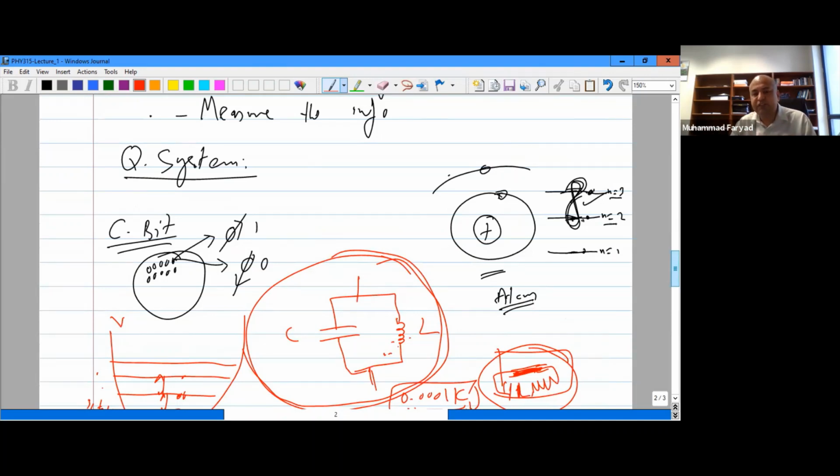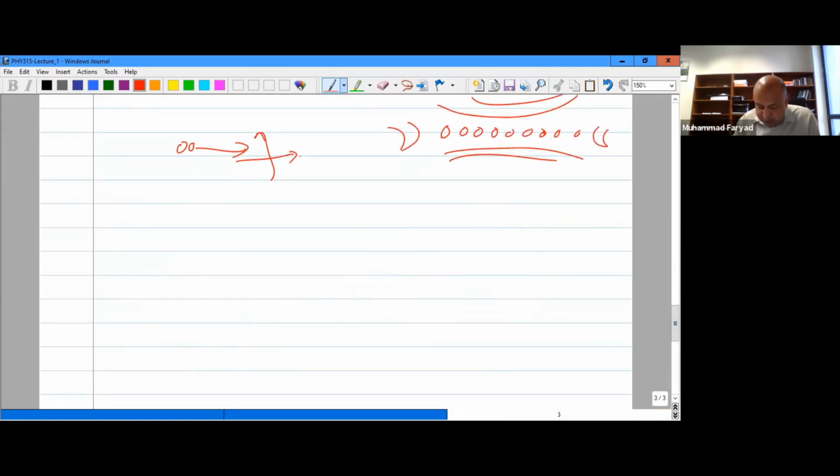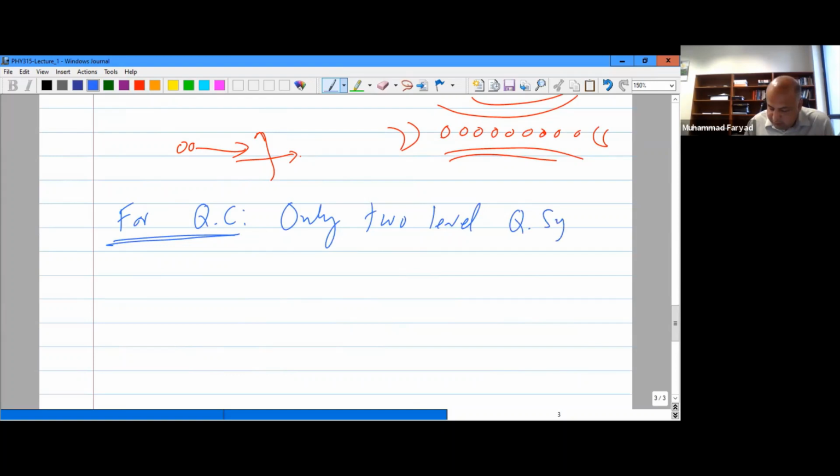Now, to make life easy for implementation and also to reduce the noise and to have better control over a quantum system, for quantum computers, we work with only two-level quantum systems. So for quantum computers, only two-level quantum systems are used, but there's no bar from theory or from any fundamental physics that you can't use a three-level system for quantum information processing and so on.